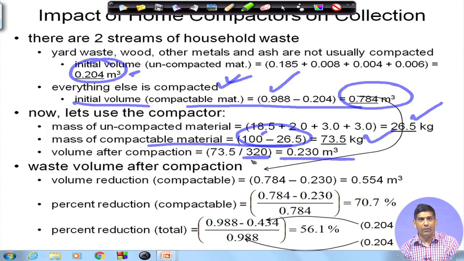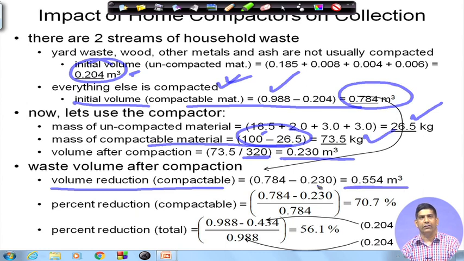So the initial volume is 0.784. The final volume after compaction is 0.230. That's a lot of reduction in volume. Now, what is the volume reduction? 0.784 initial minus 0.230, the final, and this is the volume reduction we are seeing.